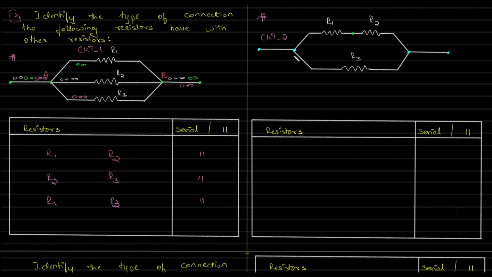First things first, we'll identify the important nodes. So R3 and R1 are connected at node A. Then R3 and R2 are connected at, say, node C. And R1 and R2 are connected at node B. I hope you guys identified three nodes.